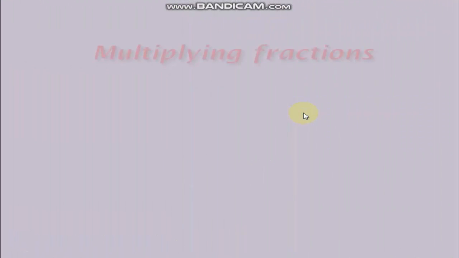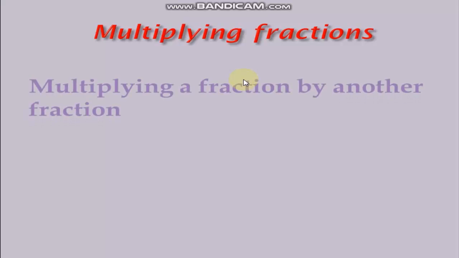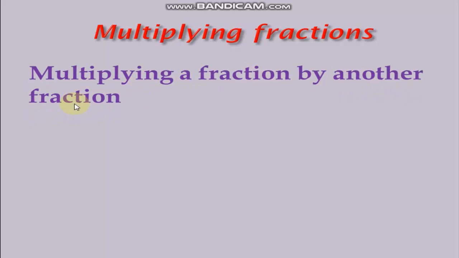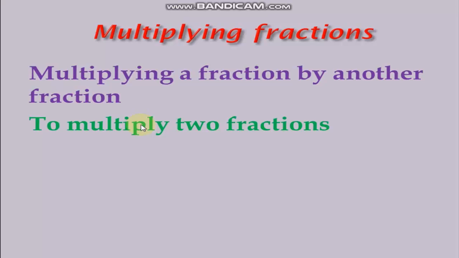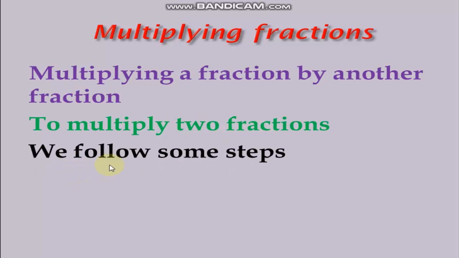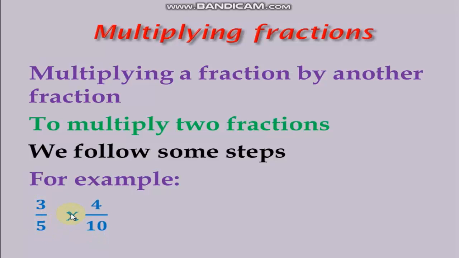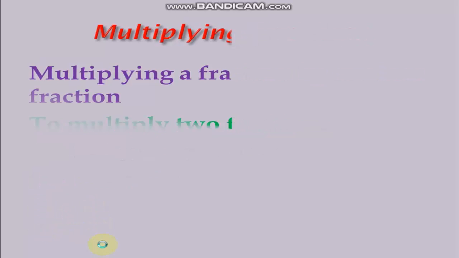It's about multiplying fractions. Multiplying fractions by another fraction. To multiply two fractions, we follow some steps. For example, 3 over 5 times 4 over 10. How can we solve it?